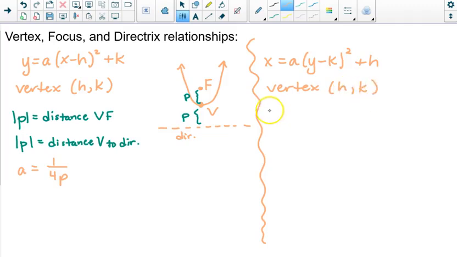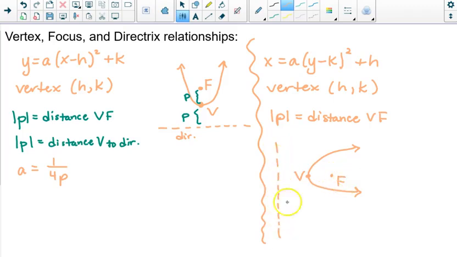And still, the absolute value of p is going to be the distance from the vertex to the focus, or the distance from the vertex to the directrix. Let's make one that opens to the right. So here we have the vertex, here we have the focus. The directrix would be a vertical line, and so we have P, P, and we still have A equals 1 over 4P.